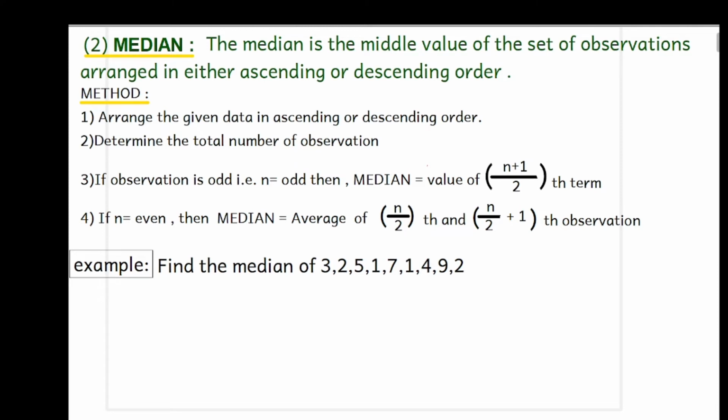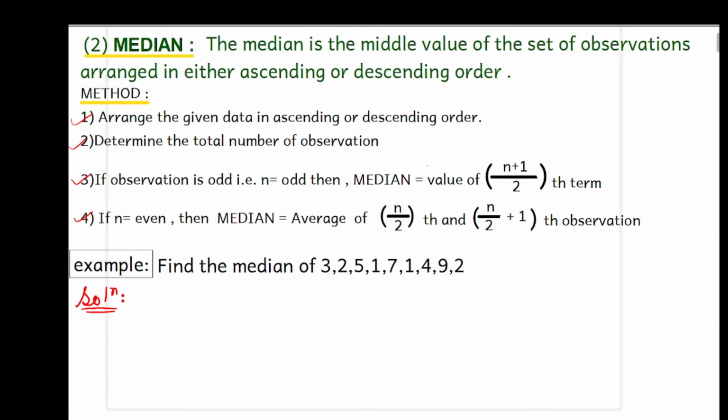Next, it's median. Median is also used to find the center value. The median is the middle value of the set of observations arranged in either ascending or descending order. Here I have written the methods of how to find it. First of all, arrange the given data in ascending or descending order. This is the example, I will show the steps in this example.